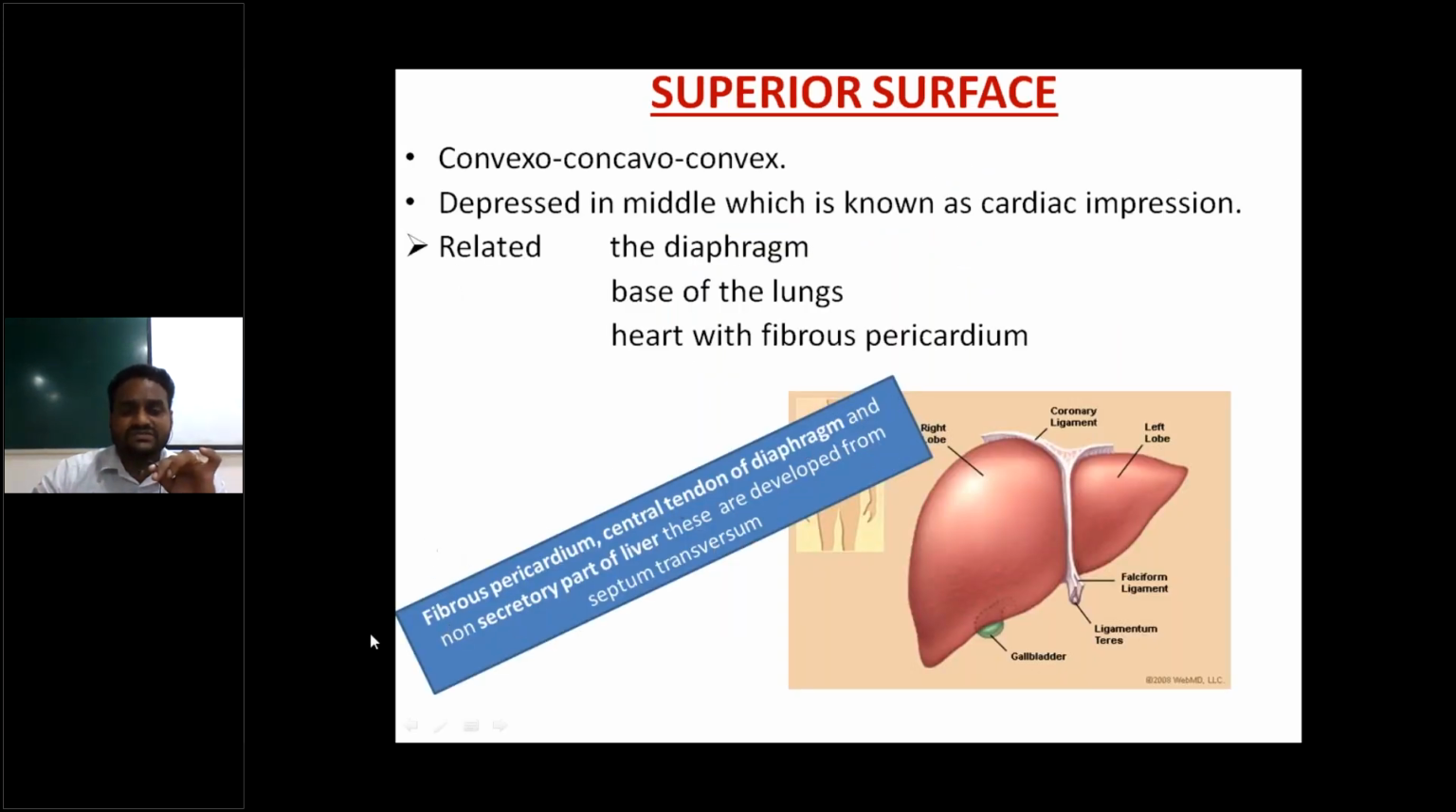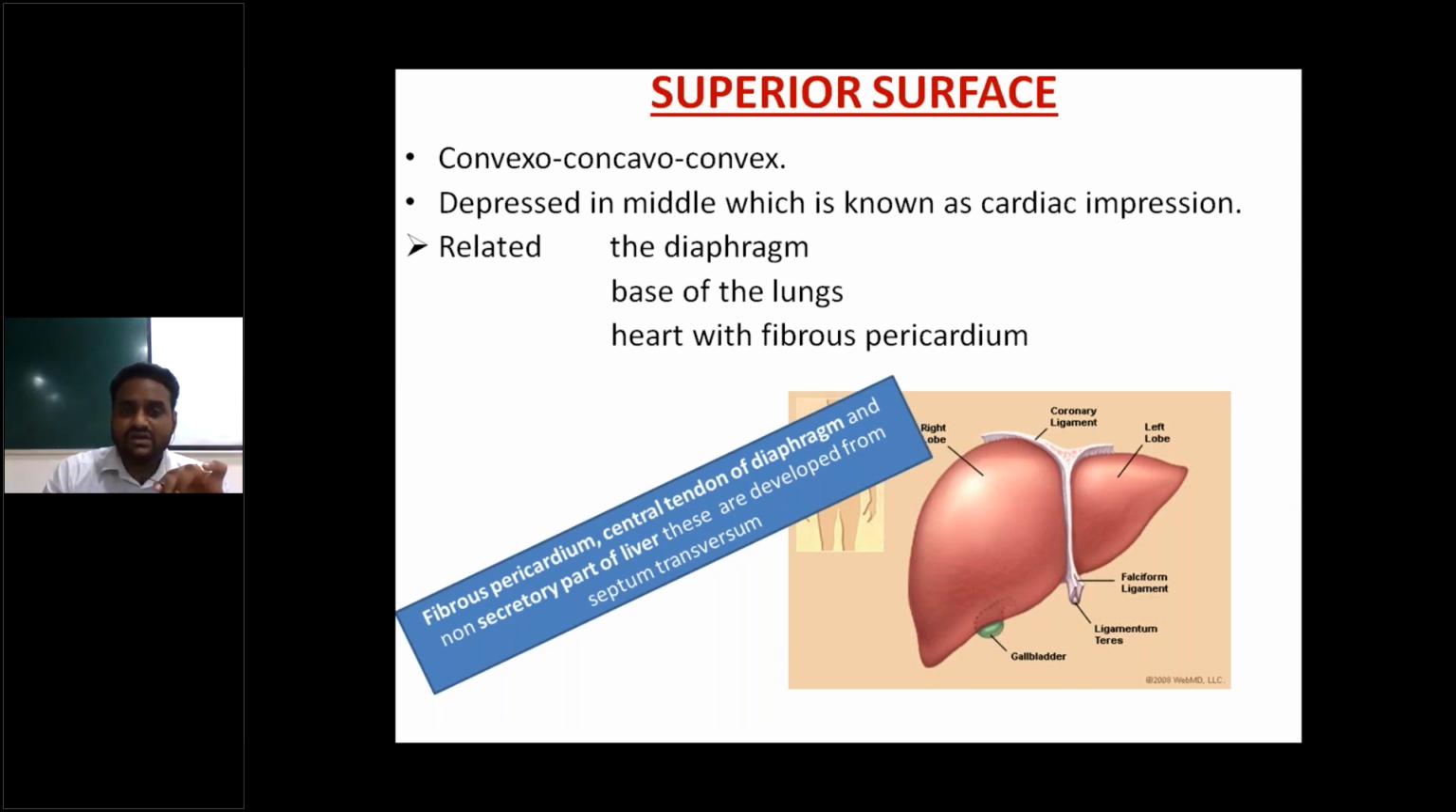Here, we can see developmental importance in the first surface. What is the developmental importance? Fibrous pericardium, central tendon of diaphragm, and non-secretory connective tissue of liver, these 3 are embryologically developed from septum transversum. This is the oral question. That's why the central tendon of diaphragm, bare area of liver, and fibrous pericardium are related.